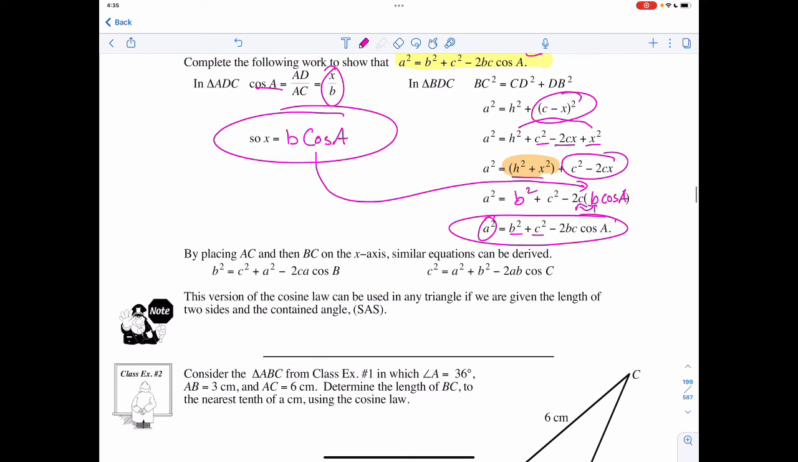Now, the most important part of this is whenever I'm trying to solve any side length, the side length squared is going to equal the other two side lengths squared and added together, minus 2 times the other two side lengths times cos of the angle opposite the side length that I'm solving. That's the biggest thing. It's true for all of them. A side length squared is equal to the two other side lengths squared and added together, minus 2 times the other two side lengths times cos of the angle opposite.